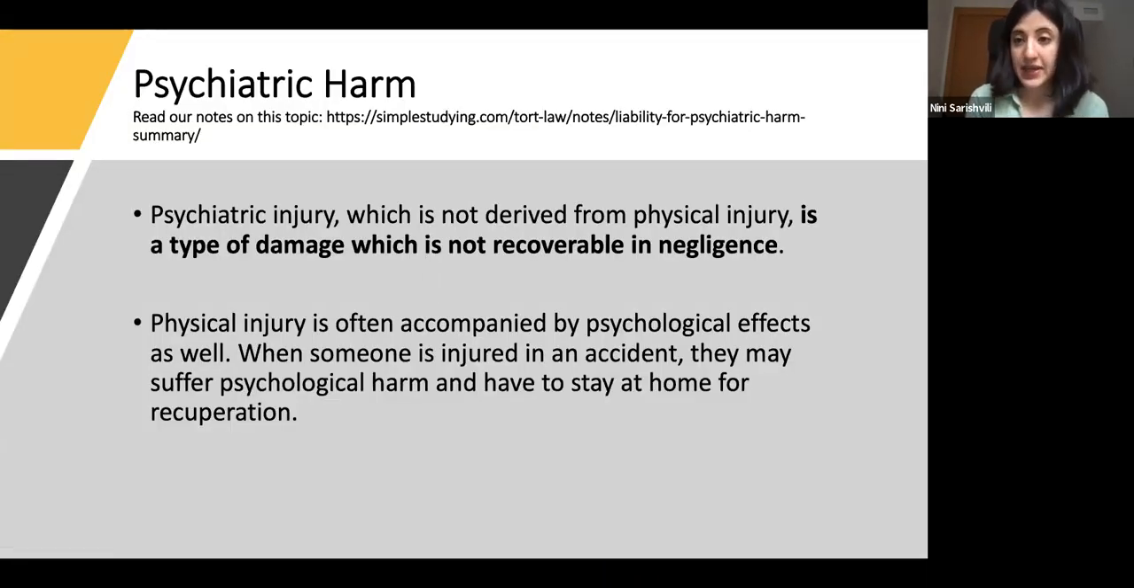Next topic that will most likely come up on your exam as a problem question is psychiatric harm. Psychiatric injury is not recoverable in negligence, but if a physical injury happens, it may also come with psychiatric injury, and both of them may be recoverable.